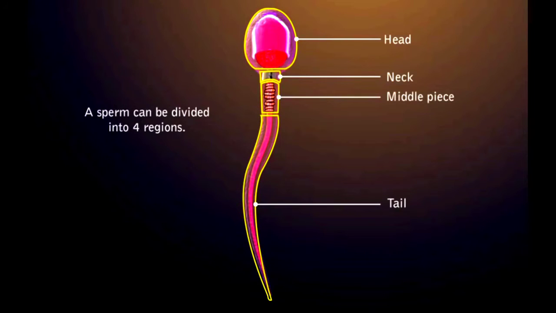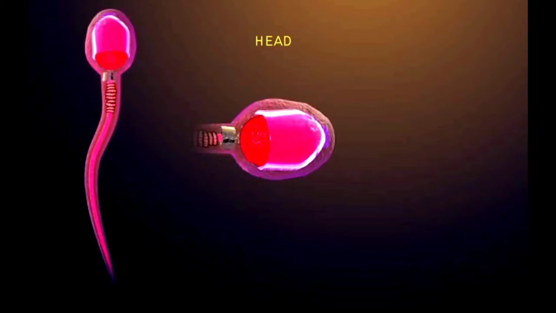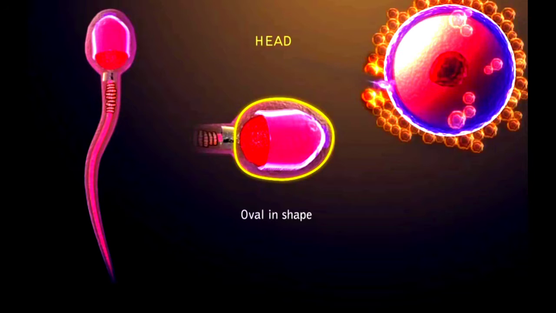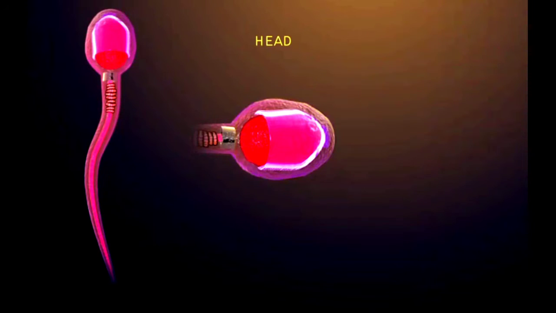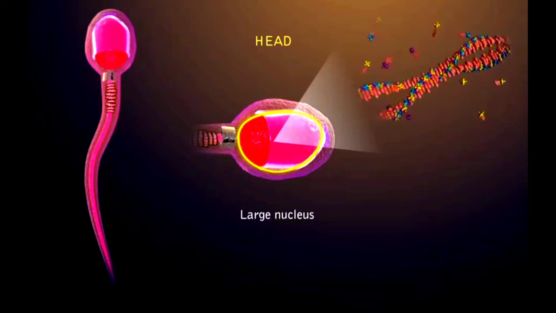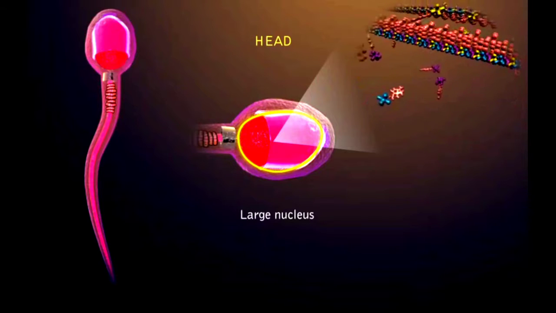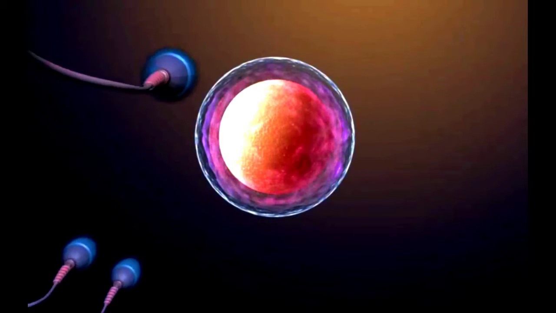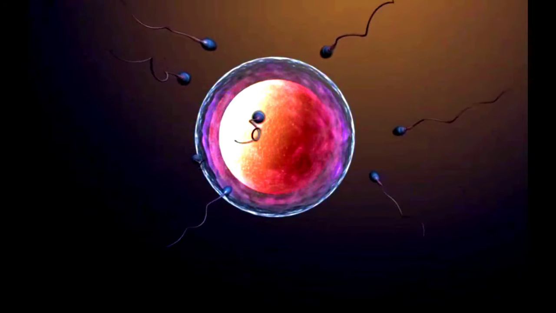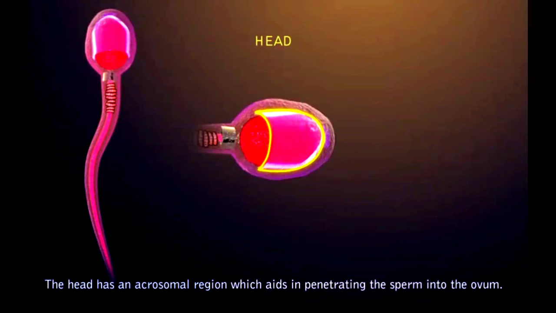Let's have a closer look at the structure of the sperm cell. The sperm head is an oval haploid structure that allows it to penetrate the egg. The head contains a nucleus. It is a large flattened structure, a modified Golgi complex, and the acrosome. This acrosomal region helps the sperm in penetrating the ovum.